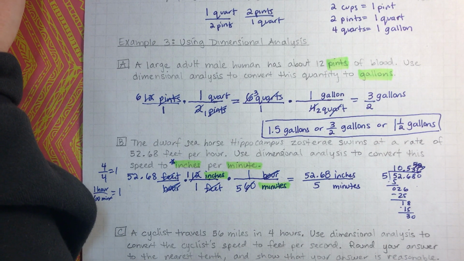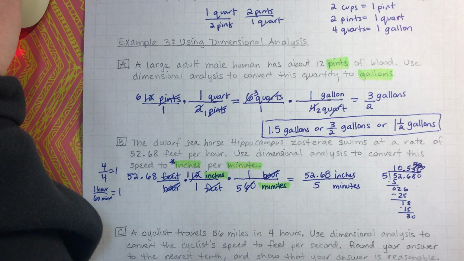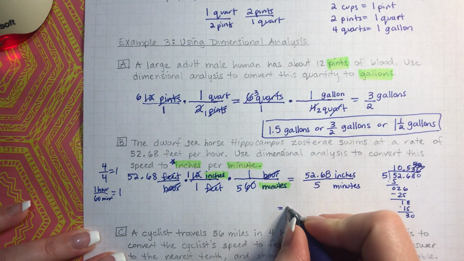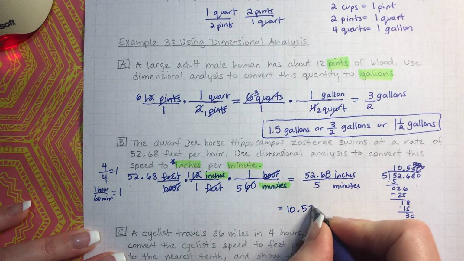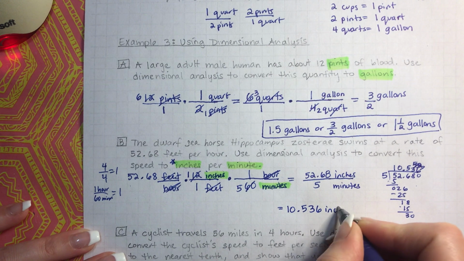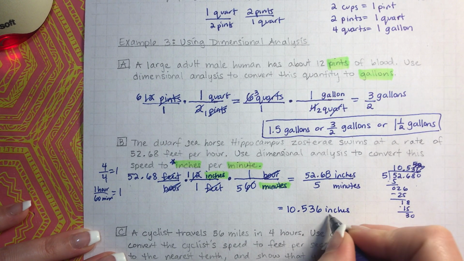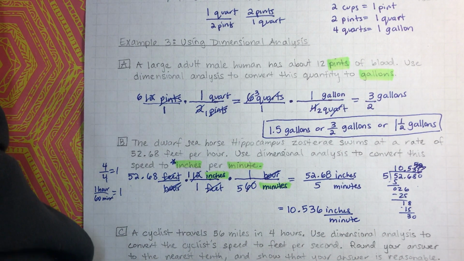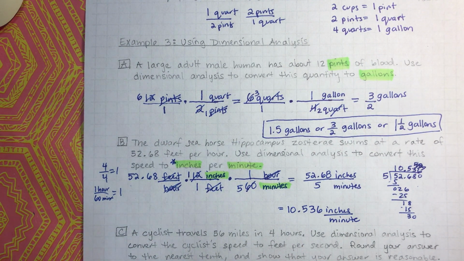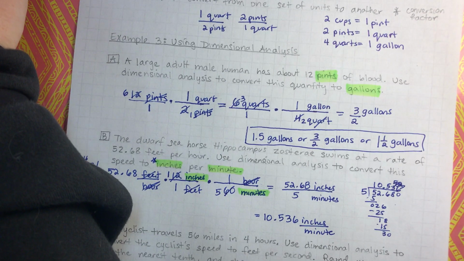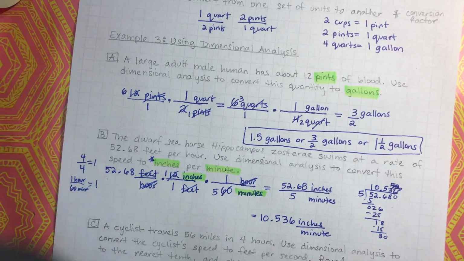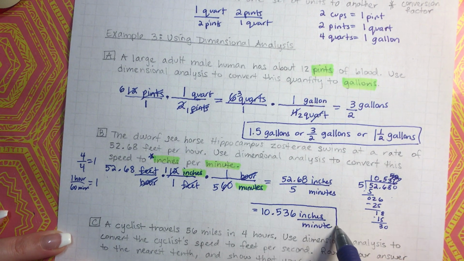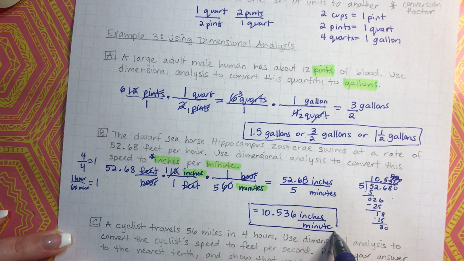Okay, let's see here. Hold on. Did you get, so this would equal 10.536 inches per minute. Okay. I'm just trying to check something really quick. Okay. So there we go. That would be our answer right there.